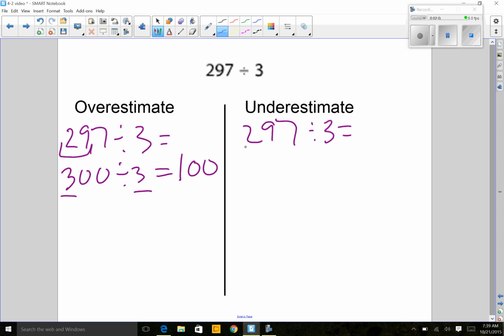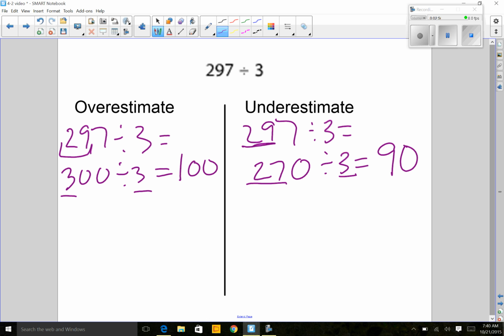Then I'm going to do the same thing over here. I'm going to look at these first two numbers, 29 divided by 3. Well, that 29 can be changed. 30 is divisible, and every third number is divisible by 3: 3, 6, 9, 12, 15, 18, 21, and so forth. Now I want to go lower than 29. 28 isn't, but 27 is. So I'm going to change that to 270. Now 270 divided by 3 is 90. So I know that my actual answer for 297 divided by 3 is somewhere between 90 and 100.